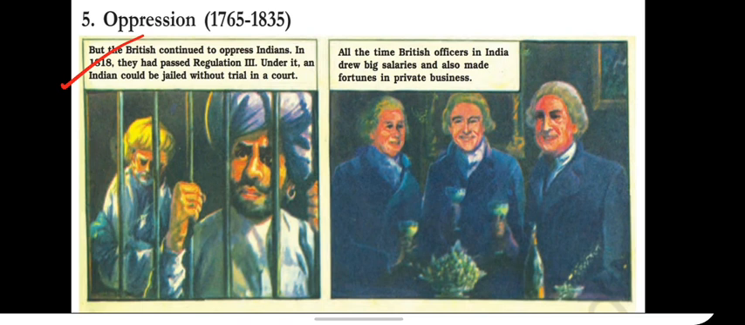In 1818, they passed Regulation 3rd. So Regulation 3rd is a rule. Under it, an Indian could be jailed without trial in a court. So this rule made Indians' lives very much worse, because now they could be jailed without any question or a court. So this was a very cruel and evil rule towards India.